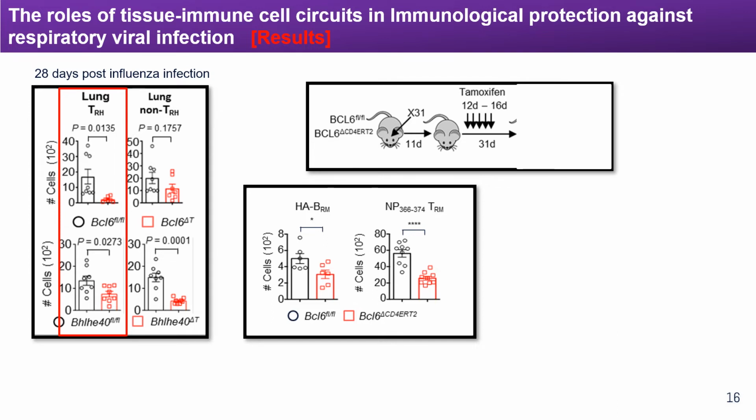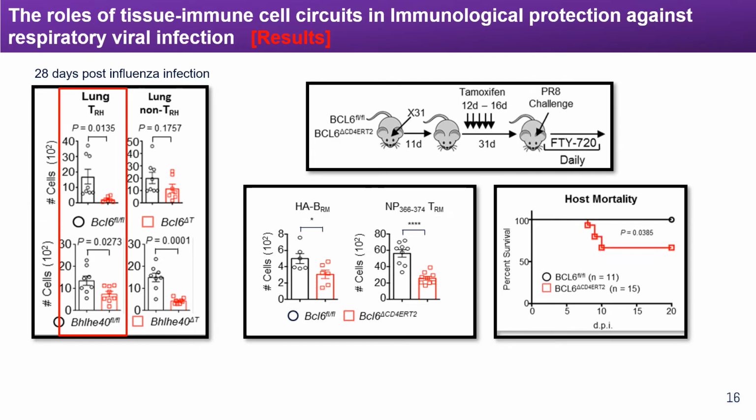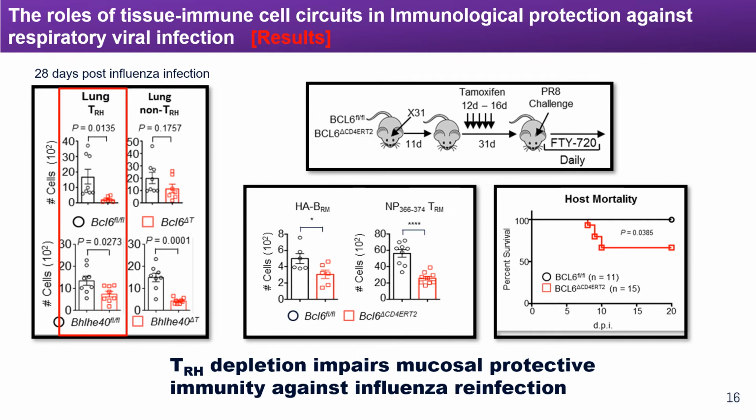To figure out the functional effect, influenza virus was challenged under the same experimental condition. The group with downregulated adaptive immunity showed lower protection than the control group. So this data means TRH depletion impairs mucosal protective immunity against influenza reinfection.